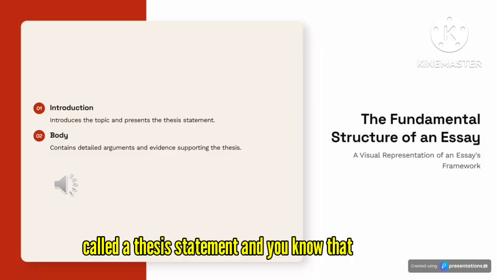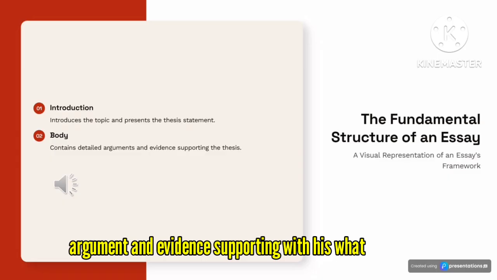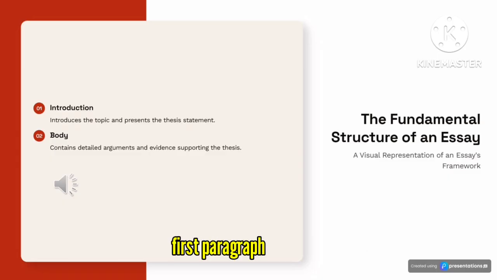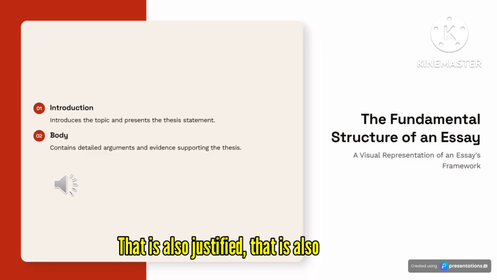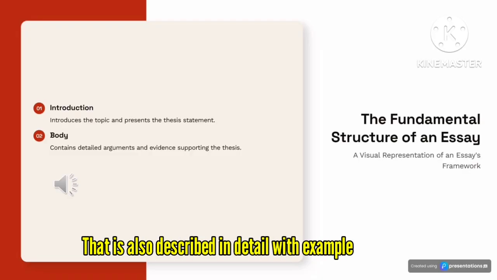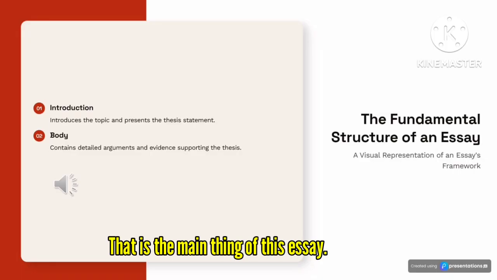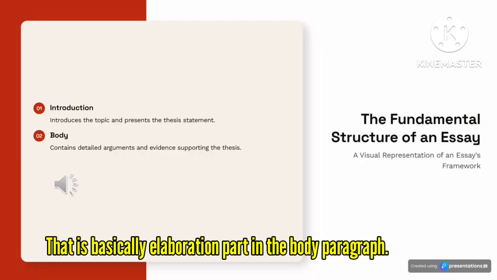And you know that the body, okay, the body contains detailed argument and evidence supporting the thesis. What you have written in the thesis in the first paragraph, that is also justified, or that is also elaborated in the body paragraph. That is also described in detail with example and evidence in the body paragraph. That is the main thing of this essay, that is basically the elaboration part in the body paragraph.